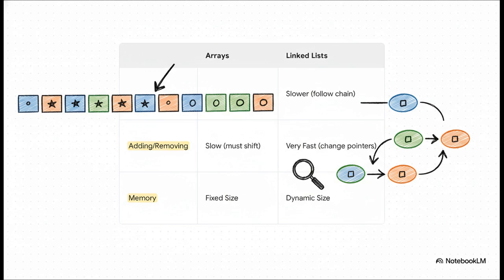A linked list is the exact opposite. It's slower to find an item because you have to follow the chain, but adding or removing one is super easy. You just change a couple of pointers. It's all about picking the right tool for the job.